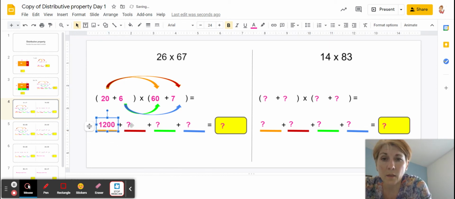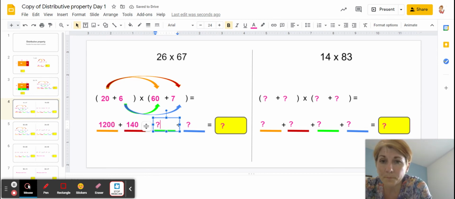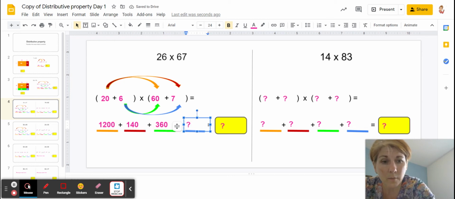Then I keep going with the 20. The 20 times 7 is going to be 14. And there's a 0 in the 20, so I need to do a shift. And then here, now I'm taking the 6 and I'm going to distribute it to both the 60 and the 7. So 6 times 6 is 36, and then there's a shift with that. And then I have the 6 times 7, which is 42.